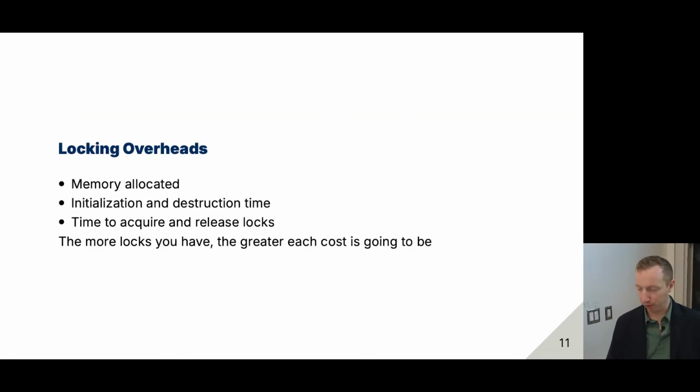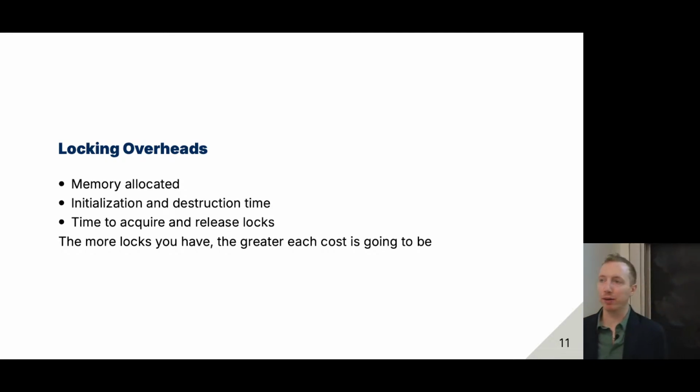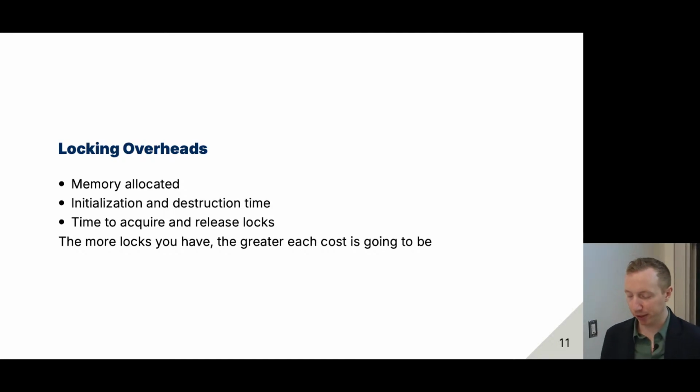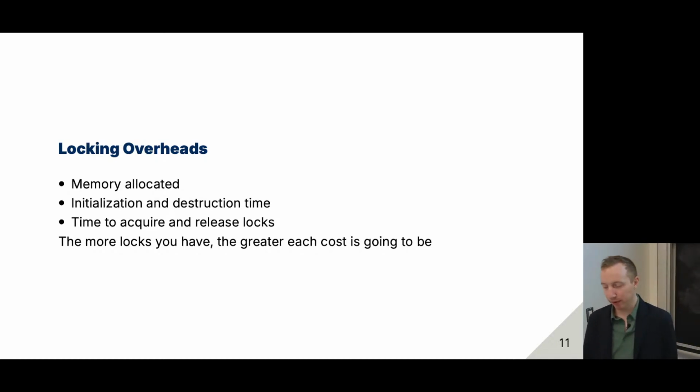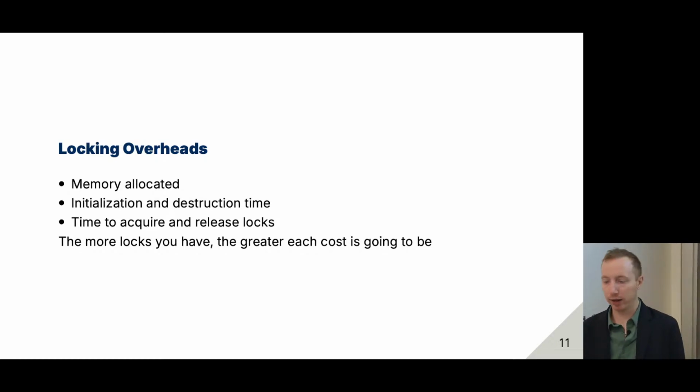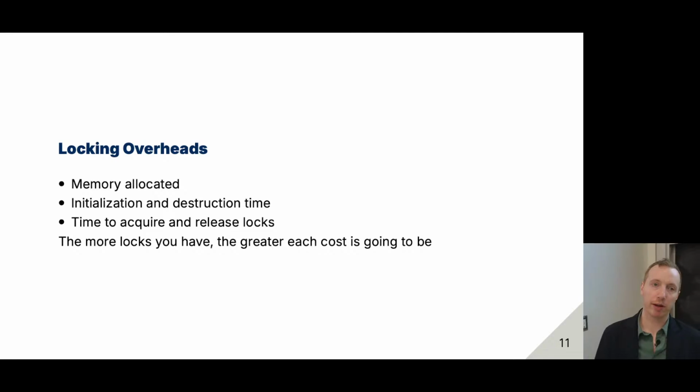And like I said, with overheads, you also have to allocate some memory for a mutex. So if you have billions of them, even if they're only 1 byte, it's going to take up a lot of space. Takes some time to initialize them and destroy them. Takes time to lock, takes time to unlock, and the more locks you have, the worse it's going to be.